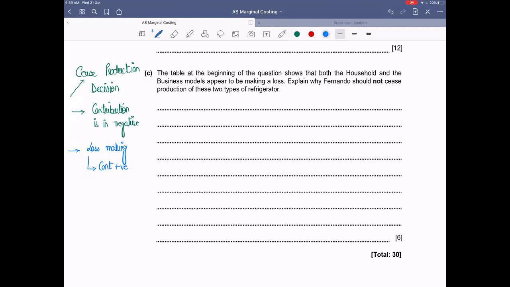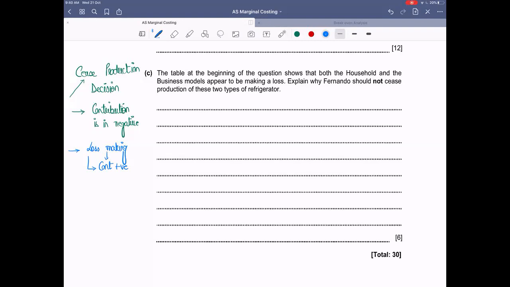पॉजिटिव कॉन्ट्रीब्यूशन करने का मतलब है कि उसकी सेल ज्यादा है और वेरिएबल कॉस्ट कम है, मतलब it has a positive contribution, but because of the fixed cost हो सकता है कि वो लॉस हो रहा हो उस प्रोडक्ट में. तो लॉस की वजह से आप प्रोडक्शन को सीज नहीं करोगे कभी भी. If a product is loss making, it's fine. सही है. As long as the contribution is positive, it's fine.